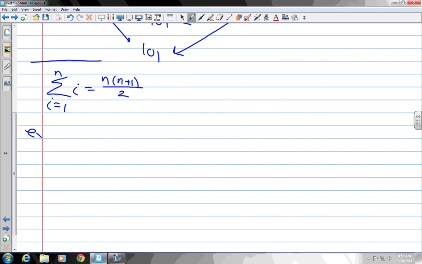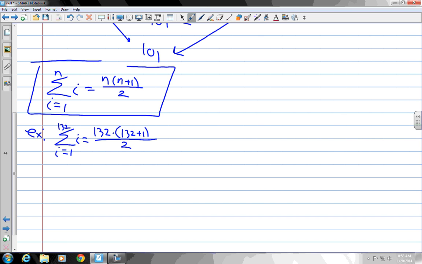So for example, if you want to add numbers from 1 to 132, it becomes 132 times 132 plus 1 over 2. So that's how that formula works. I mean, we do need to know this formula, which allows us to do those summations fast.